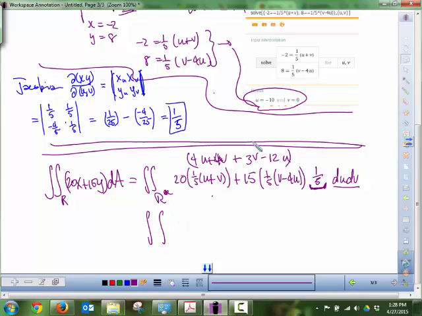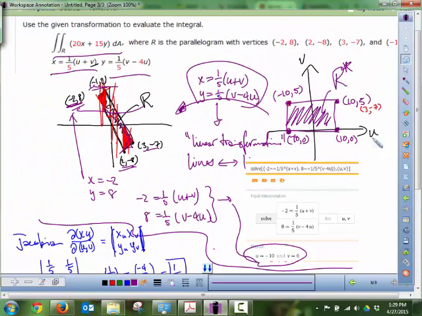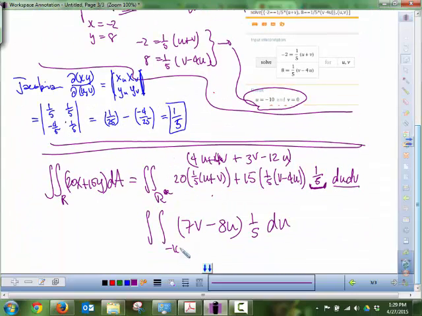So my final integral, because you're going to compute this yourselves, is going to be 4 plus 3, that's 7v minus 8u. And then the 1/5 is a constant that I can either leave here or take out of the integral. And if I decide I'm going to integrate with respect to u first, I go back to my region, R star. My u is this horizontal axis, and that went from -10 to +10. And then my v goes from 0 to 5.